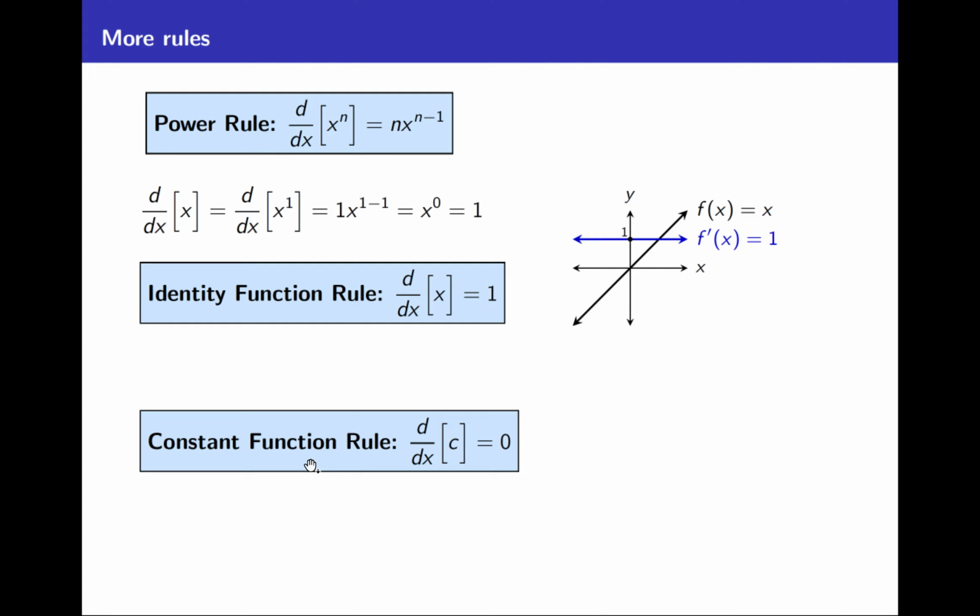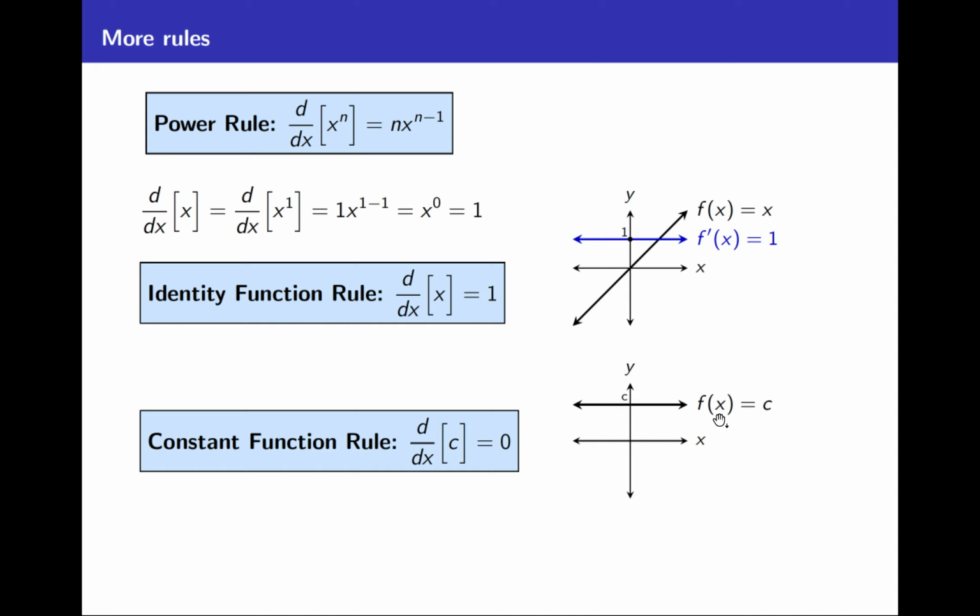Another rule that's very easy to obtain is what's called the constant function rule. It tells us the derivative, d dx, of a constant function c. This is just f of x equals the constant number c. And the derivative of a constant function is 0. And I'll show you why.